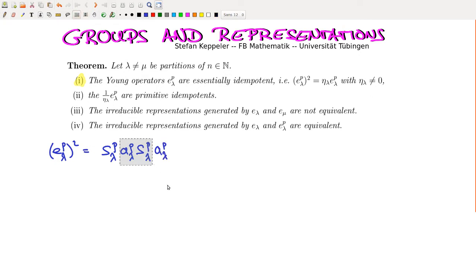And if we look at this term here in the middle, that's just a linear combination of permutations. So the whole thing is a linear combination of terms that look like this: S lambda p, some permutation q, and then A lambda p. Yeah, q a permutation. Okay, and now we have to show that all these terms are proportional to E lambda.